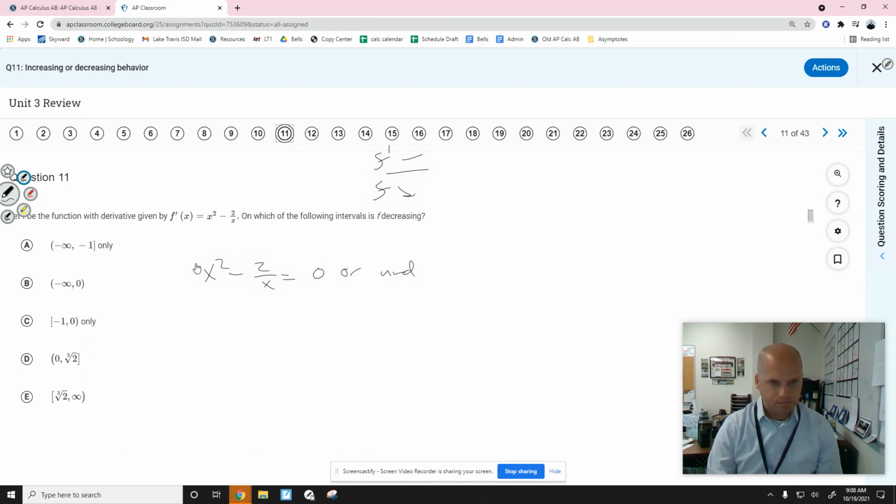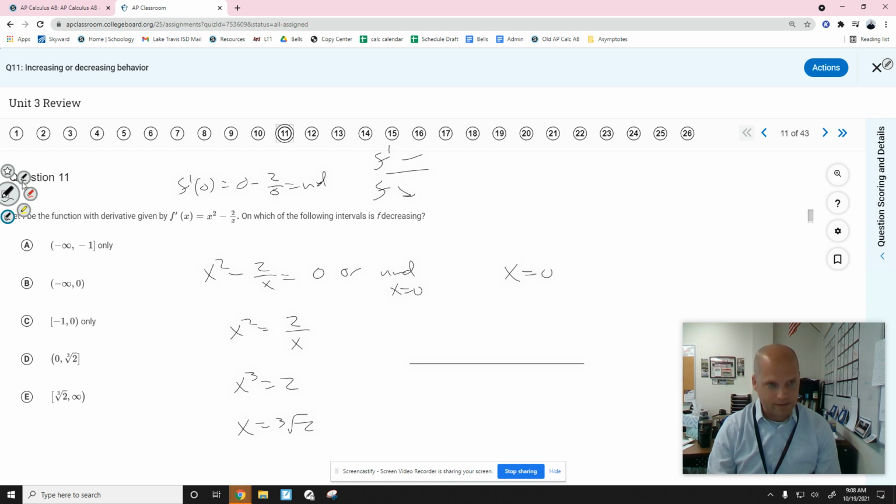This is important. x equals 0 is a critical point. That's when my denominator of this equals 0. If I plugged in 0, f prime of 0 would be 0 minus 2 over 0, which is undefined. So putting down x equals 0, that's important. Now solving this equation set equal to 0, I'm probably going to move the 2 over x over, multiply both sides by x, and I get x cubed equals 2, which means x is equal to the cubed root of 2. I don't need a plus or minus because it's an odd root.